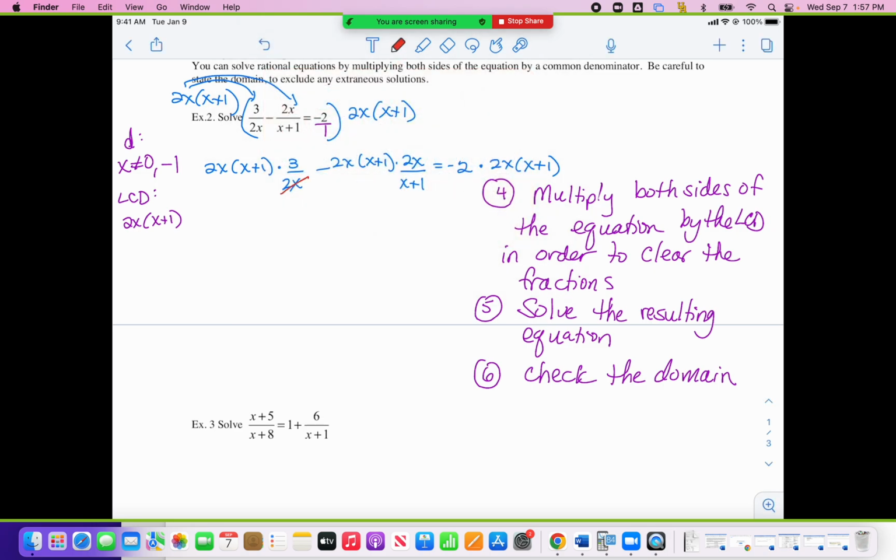The 2x cancels, and I'm left with 3 times x plus 1. I have a subtraction sign. The x plus 1's cancel, and I have 2x times 2x. On the right side, nothing canceled. So I'm going to multiply the first 2 and make it negative 4x times x plus 1. Step 5 says solve the resulting equation.